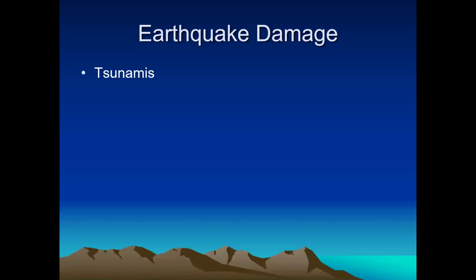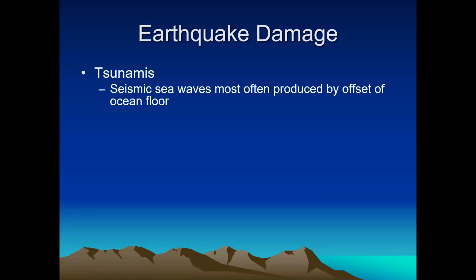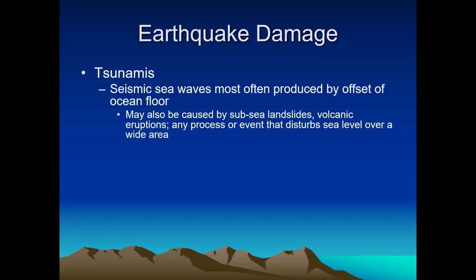Then we have tsunamis. Tsunamis are seismic sea waves. They're not tidal waves, as you hear some people refer to them. Tidal wave is something totally different. A tsunami is produced anytime the ocean floor is displaced. And that can certainly be with an earthquake, but it can also be from volcanic activity or from undersea landslides. But it's any event that will cause the seafloor to move.